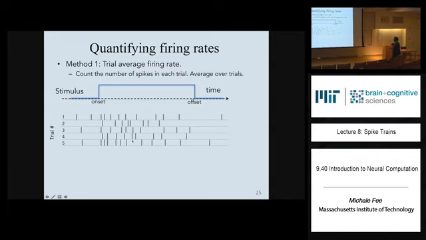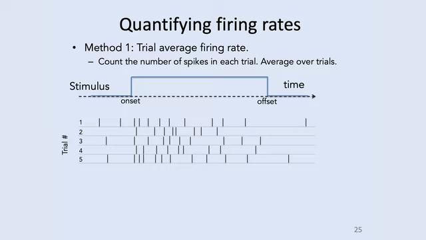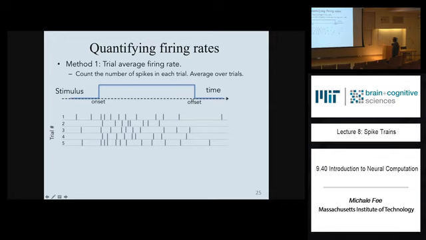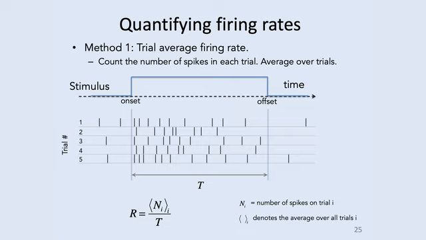But you can see that this example neuron here that I just made up, in general there's a vague increase in the firing rate after the onset of the stimulus. So we can quantify that by simply setting a relevant time window and counting the number of spikes in that time window. Okay? So we're going to set a time window T from the onset of the stimulus to the offset of the stimulus, and simply count the number of spikes on each trial.